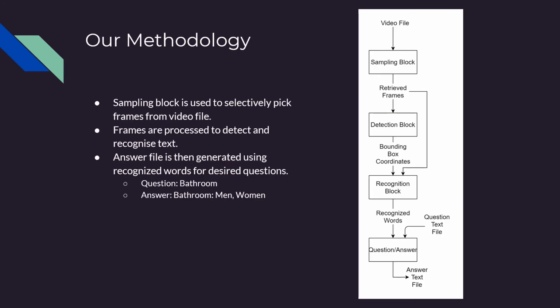Let's look at how our solution is implemented. Following from the diagram on the right, we have a video file as an input. Our first block is the sampling block, which is used to selectively pick frames from video files. These retrieved frames are then passed to the detection block. As briefly mentioned before, the detection block proposes target areas where words reside. These proposed areas are then passed as coordinates to our next block, which is the recognition block, where the neural network model figures out what the characters in the proposed areas of images are. Then lastly, we test our model with question text files.